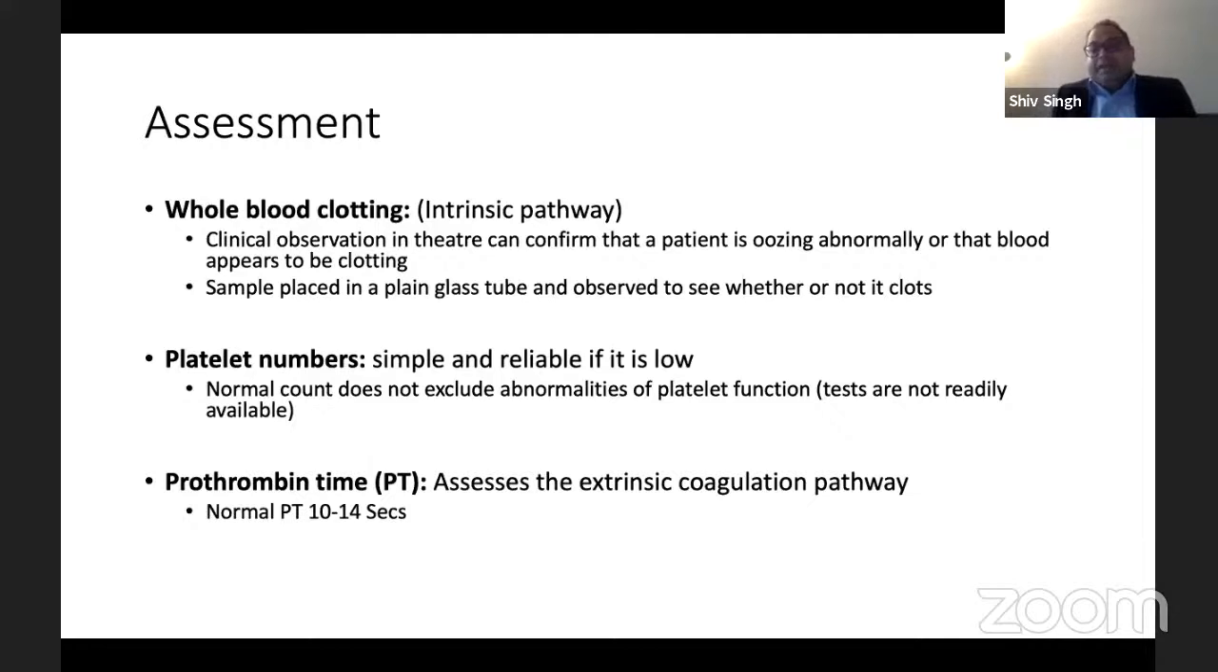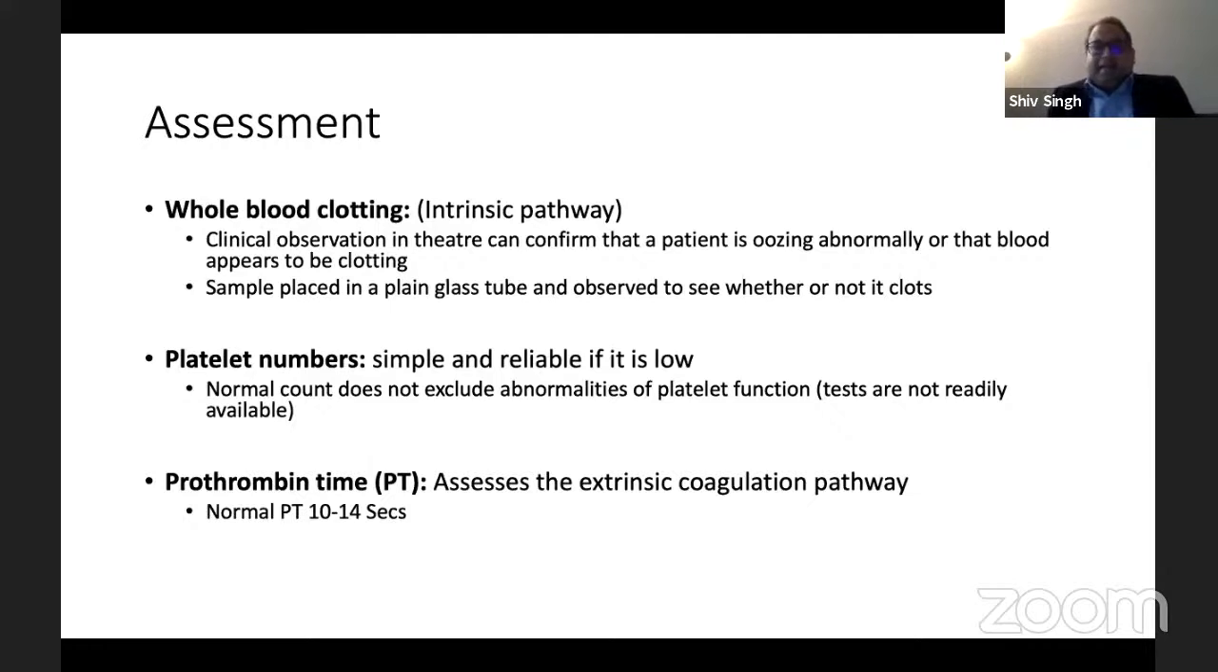For platelet numbers, you need to send the blood sample to the lab. Obviously the count is important, but more important is the function. Even though a patient might have low counts, if the quality of platelets is good, that's fine. But platelet function analyzers are not easily available. There are bedside platelet function analyzers, PFAs, but not to us.